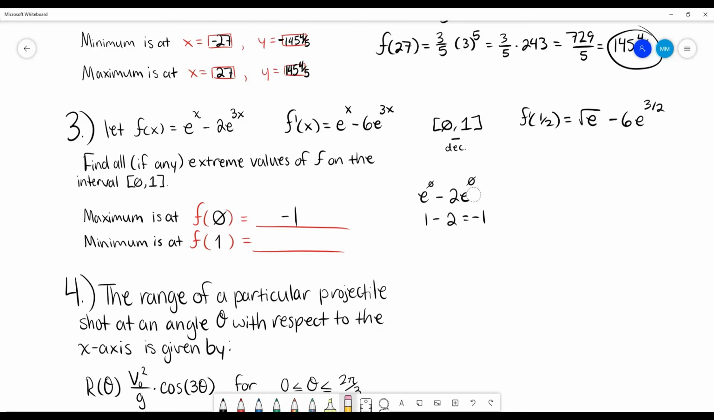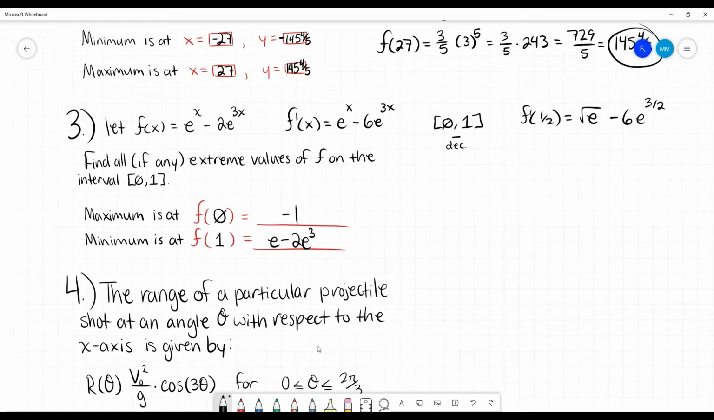And now we plug in a 1 to that function, so we get e to the power of 1, which is just e, minus 2 times e to the 3 times 1, which is just e to the 3. And I'm just going to leave it like that. For inputting it on our homework, I would recommend putting it into a calculator and writing out that whole decimal rather than trying to format that for the homework. But this is what the answer should be for this one here.